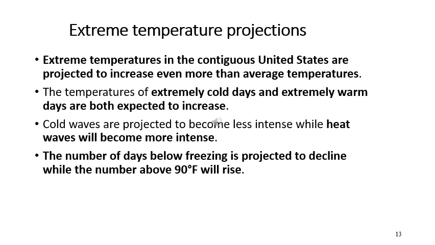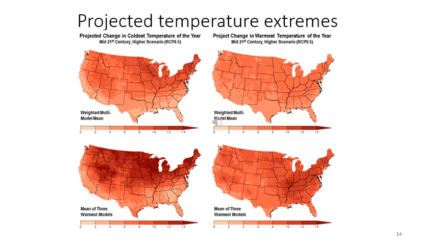The number of days below freezing is also projected to decline, while the number of days with the temperature above 90 degrees is expected to increase. So this is how this information looks on the maps of projected temperature extremes. What we see here are two sets of maps. We see the projected change in the coldest temperature of the year by the middle of the century, and the changes in the warmest temperature of the year by the middle of the century on the top of the graph.